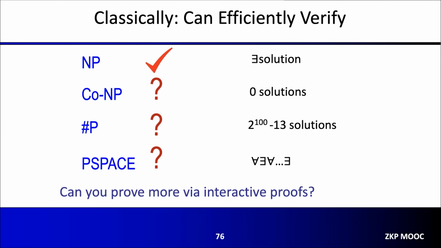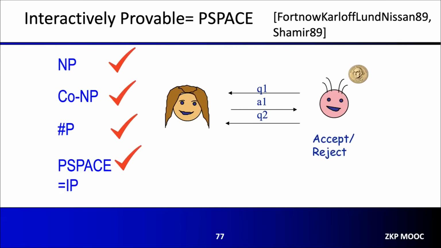Or even a more complex statement where you have an alternation of quantifiers, like for all X, there exists a Y, for all X2, there exists a Z, and so forth. We have no idea how to convince a polynomial time verifier of such statements. However, if we use interactive proofs, it turns out we can.